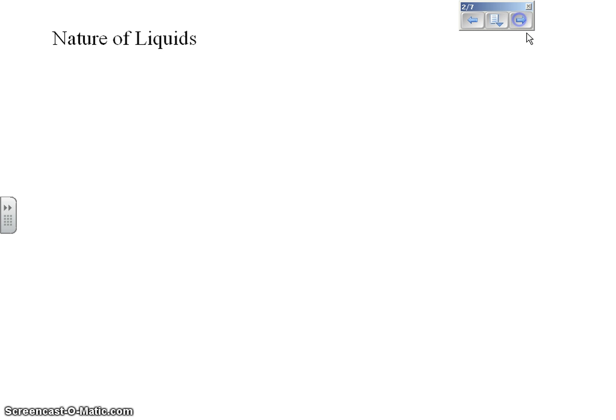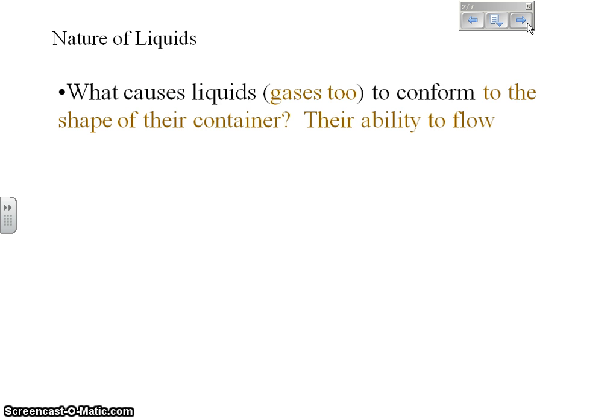We'll start off by talking about one of those similarities, and that is what causes liquids to conform to the shape of their container. Gases do this as well. So you pour a liquid into a coffee mug, and that liquid will take the shape of the coffee mug. If you pour it into a styrofoam cup, it will take the shape of the styrofoam cup. If you pour it onto the floor, it takes the shape of the floor. What causes this? This is caused by liquids' ability to flow.